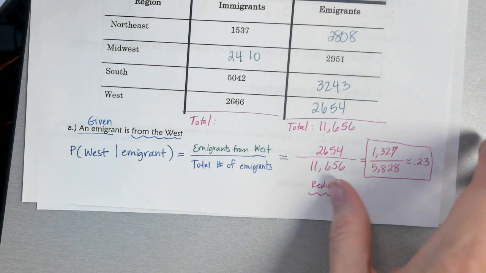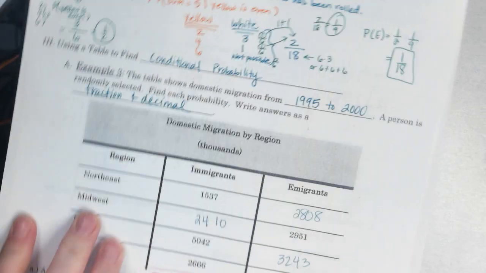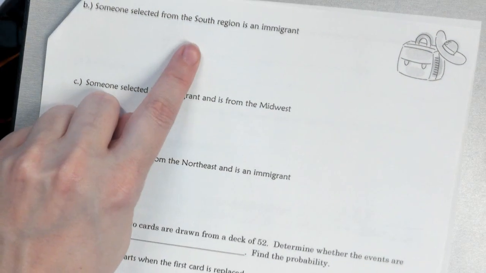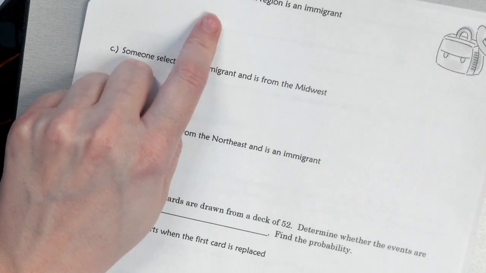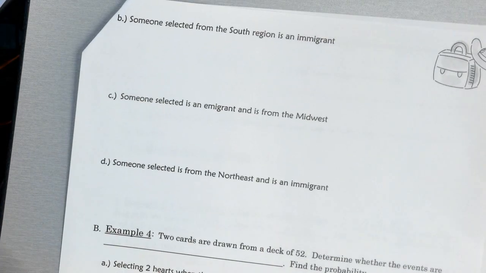All right, and then on the next page, this is again going to be using the same table, so we are going to kind of flip back and forth there. So this one says someone selected from the South region is an immigrant. So this is another one where one of these is given.